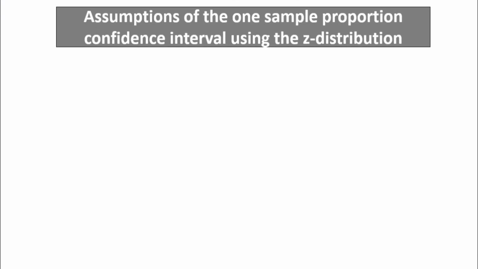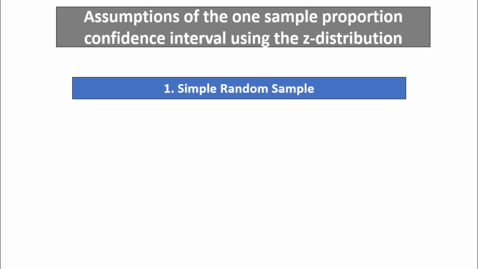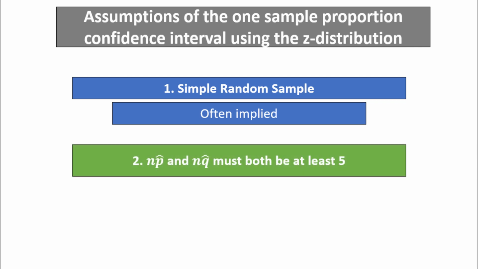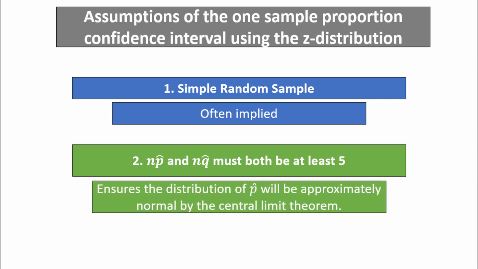Let's briefly discuss the assumptions of the one-sample proportion confidence interval. As is the case with every confidence interval, we must have a simple random sample. This means that everyone in the population must have an equal chance to be chosen as the first individual in the sample, and for the second individual in the sample, and so on. This is typically easier said than done, but nevertheless, this is an assumption that we have. This is often implied in problems, although it is sometimes explicitly stated. Secondly, the quantities n times p hat and n times q hat must both be at least 5. This ensures that the distribution of p hat will be approximately normal by the central limit theorem.